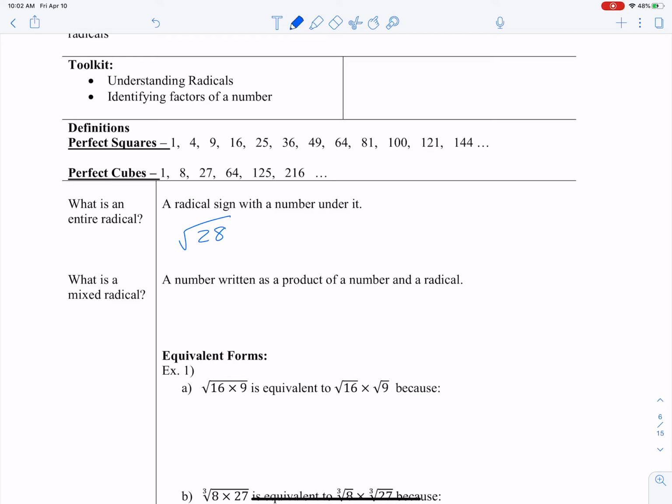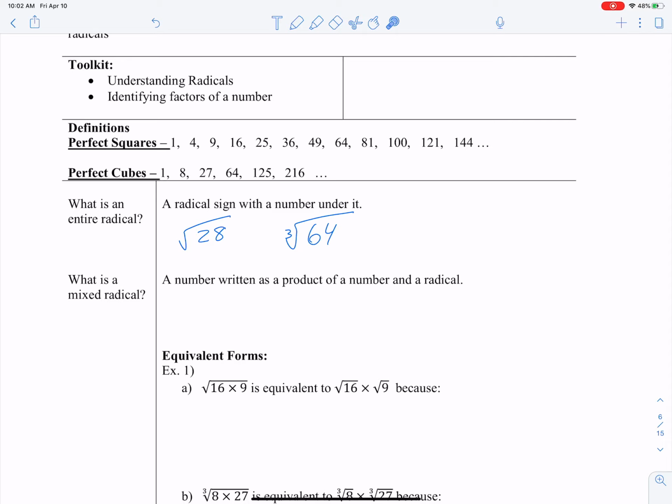Another example would be, we have an index with a 3 in it, and 64. So here we're doing the cube root of 64. The index is 3 and our number underneath is 64. So this is an entire radical. There's nothing on the outside of the radical, nothing in front. The 3 is the index, it's part of the radical.